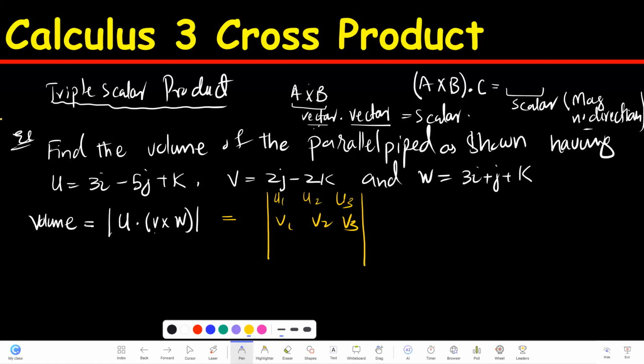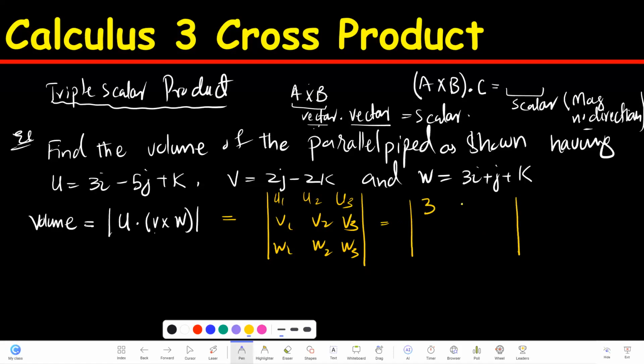I have to keep entering the students in the class. And then W is W1, W2, W3. All I have to do is just enter all these constants from the vectors and then solve. Okay. If I want to do this, it's going to look like this.